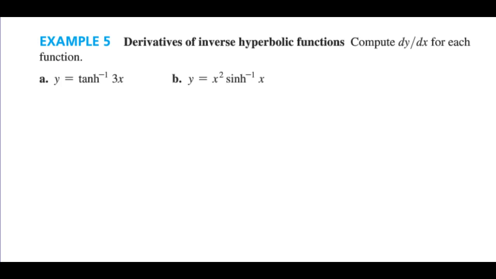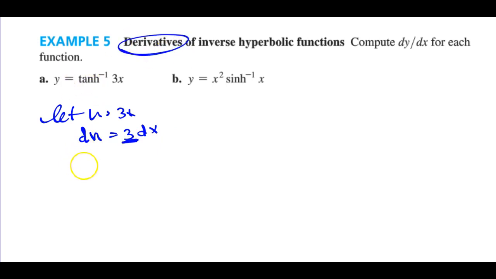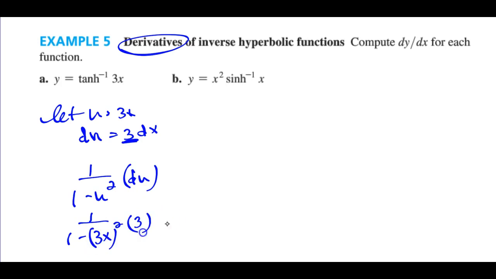So example 5, we do a quick let u equal 3x, then du is 3dx. And so when I take the derivative, I have to remember the chain rule and end up with a 3. So this says find the derivative. So it's 1 over 1 minus u squared du. And I just found out who du was. So 1 over 1 minus that 3x squared times the 3 gives me 3 over 1 minus 9x squared.